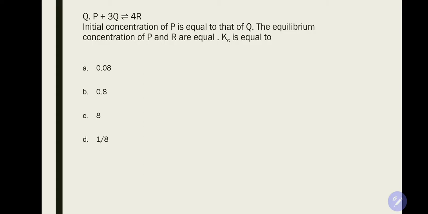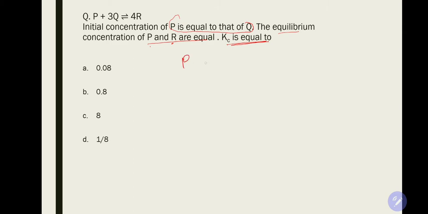The next question is P plus 3Q gives 4R. The initial concentration of P is equal to that of Q. What have they said? The initial concentration of P is equal to that of Q. At equilibrium, the concentration of P becomes equal to that of R. Then you have to find Kc again over here. Now how are you going to do this? We don't know the initial concentration, so let's assume some.